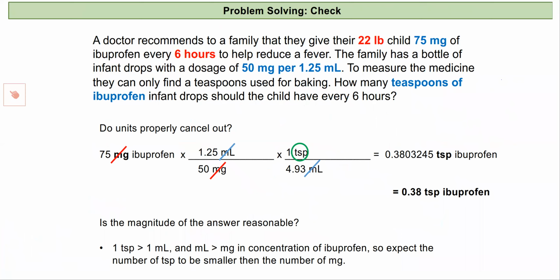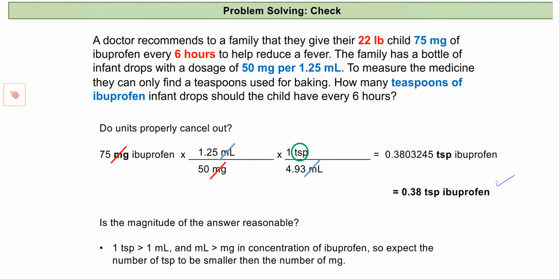And the last step, especially in a problem that I'm not super confident about, is to double check myself. One way to do that is to make sure that your units properly cancel out. And we made sure that that happened when we did our calculation. So that can help me feel a lot more confident. The other thing to do is to try to check on my answer and decide if it's reasonable or not.